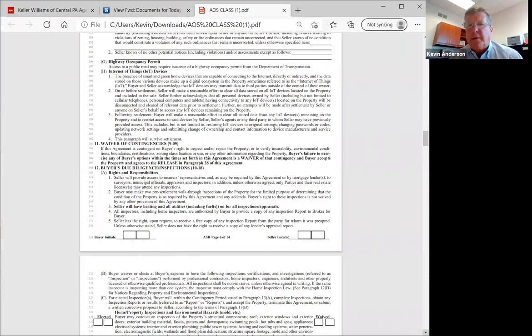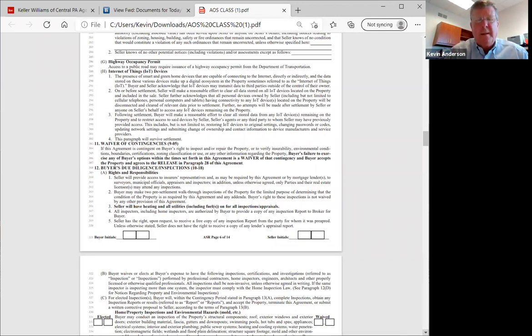This includes but is not limited to restoring IoT devices to original settings, changing passwords or codes, updating network settings, and submitting change of ownership and contact information to device manufacturers and service providers. This paragraph will survive settlement. Wow. So that's a lot of work for somebody, and a lot of work for somebody to follow up on.